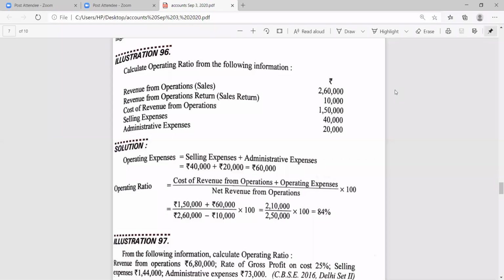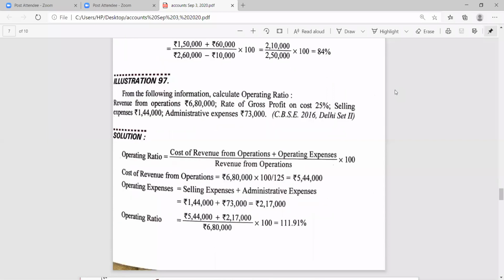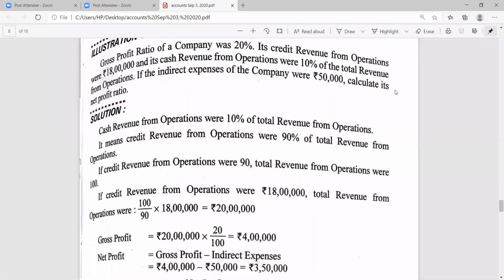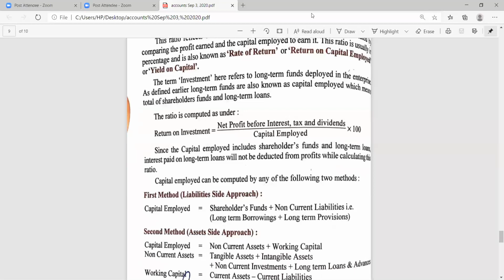You have to do the question related to operating ratios, and if you have any query, please feel free to ask anytime. Our next ratio is return on investment ratio. This return on investment ratio is also known as return on capital employed, rate of return, yield on capital. Yield means income. The term investment here refers to the long-term funds deployed in the enterprises, and as defined earlier, long-term funds are also known as capital employed, which means the total shareholder fund and long-term debt. The ratio is computed as under: return on investment, ROI, is equal to net profit before interest and tax and dividend. How is the return on investment to be calculated?